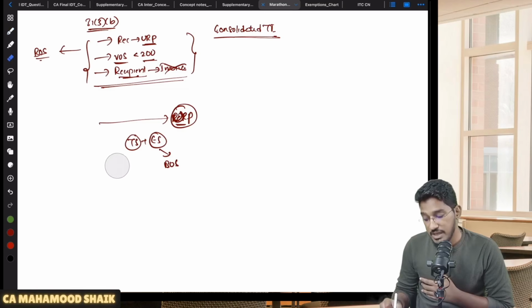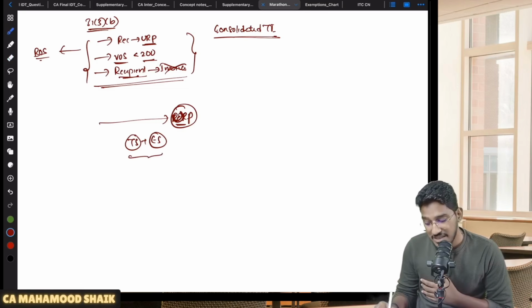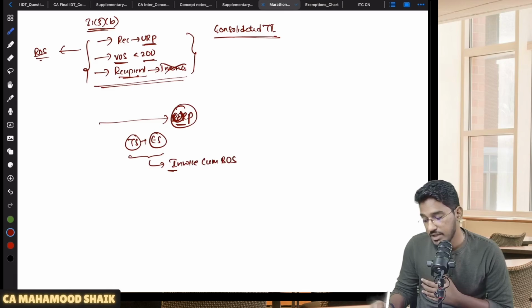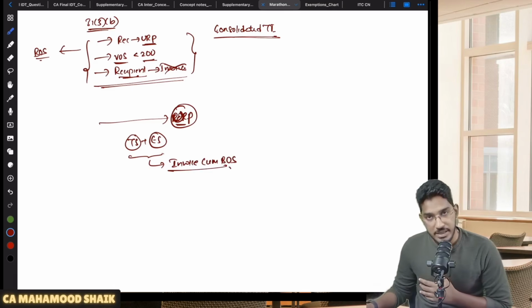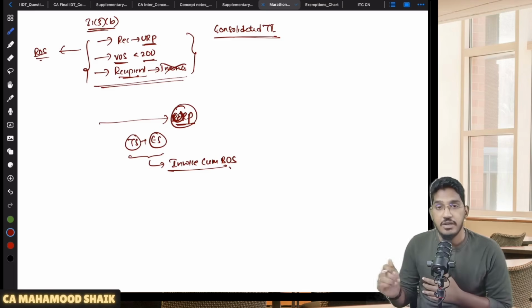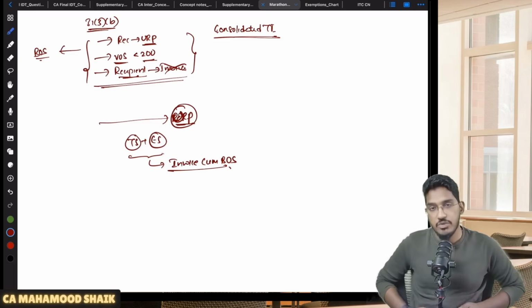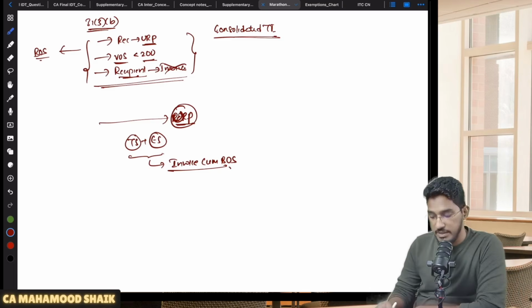So what they have told is, if the recipient is unregistered, and to the same person you are making a taxable supply as well as an exempt supply, you can give one single document called invoice cum bill of supply. But this is only when the recipient is unregistered. If the recipient is registered, for taxable supply you have to give a separate tax invoice, and for exempt supply you have to give a separate bill of supply. But if the recipient is unregistered, you can give one single document, invoice cum bill of supply.